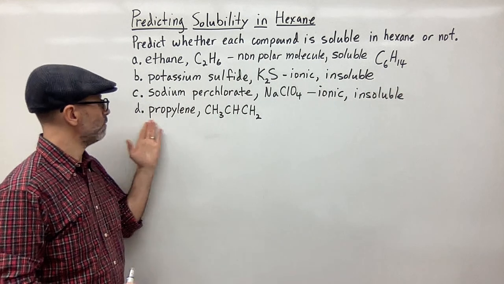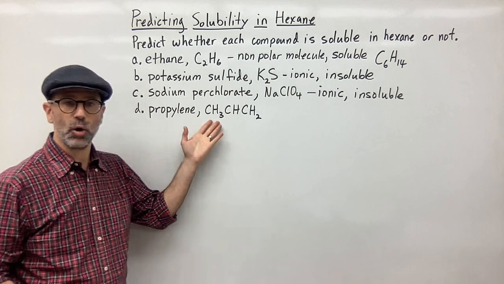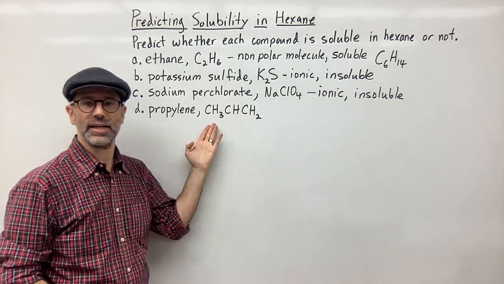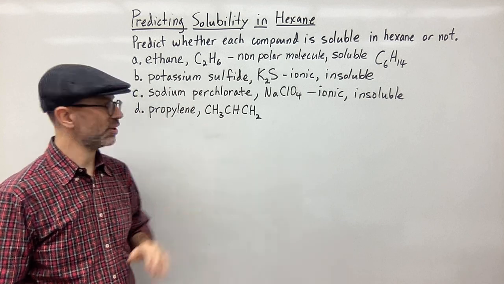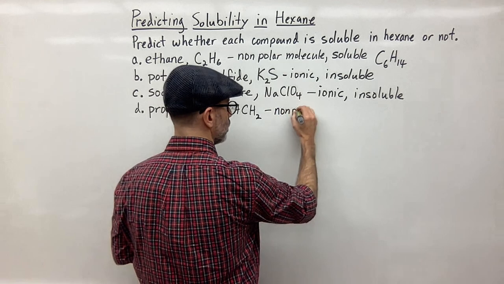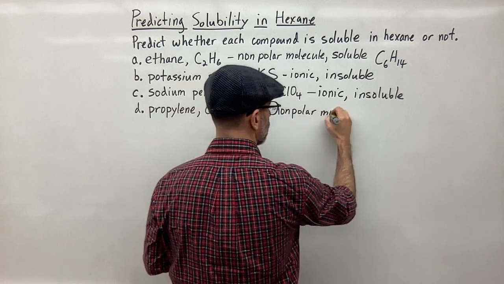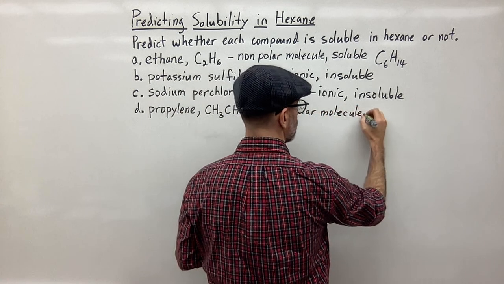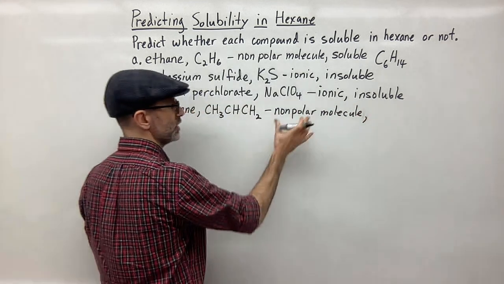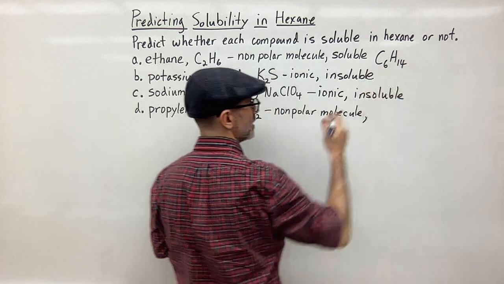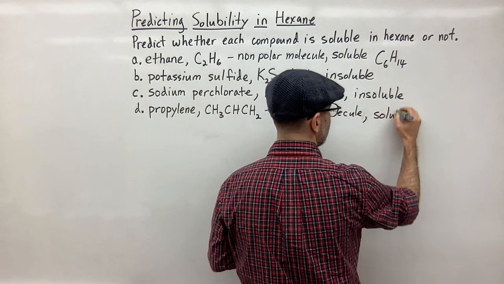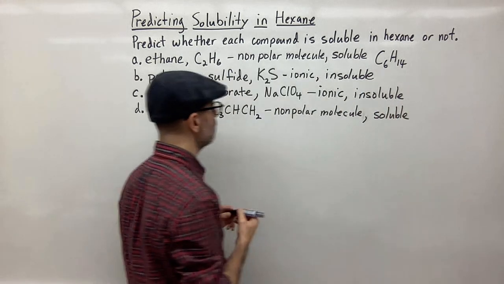And finally, we have propylene. This is the formula for propylene, CH3, CH2. Again, it's only carbon and hydrogens. So this is a nonpolar molecule. And since it's nonpolar and hexane is nonpolar, we would expect them to be soluble. So this is going to be soluble in hexane.